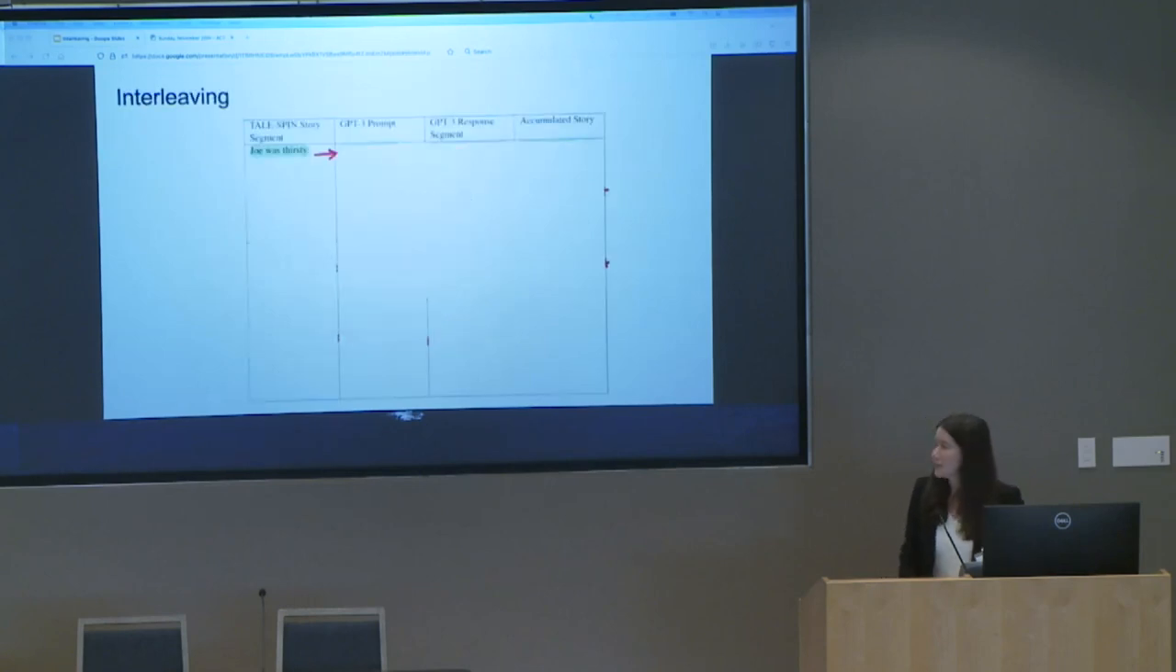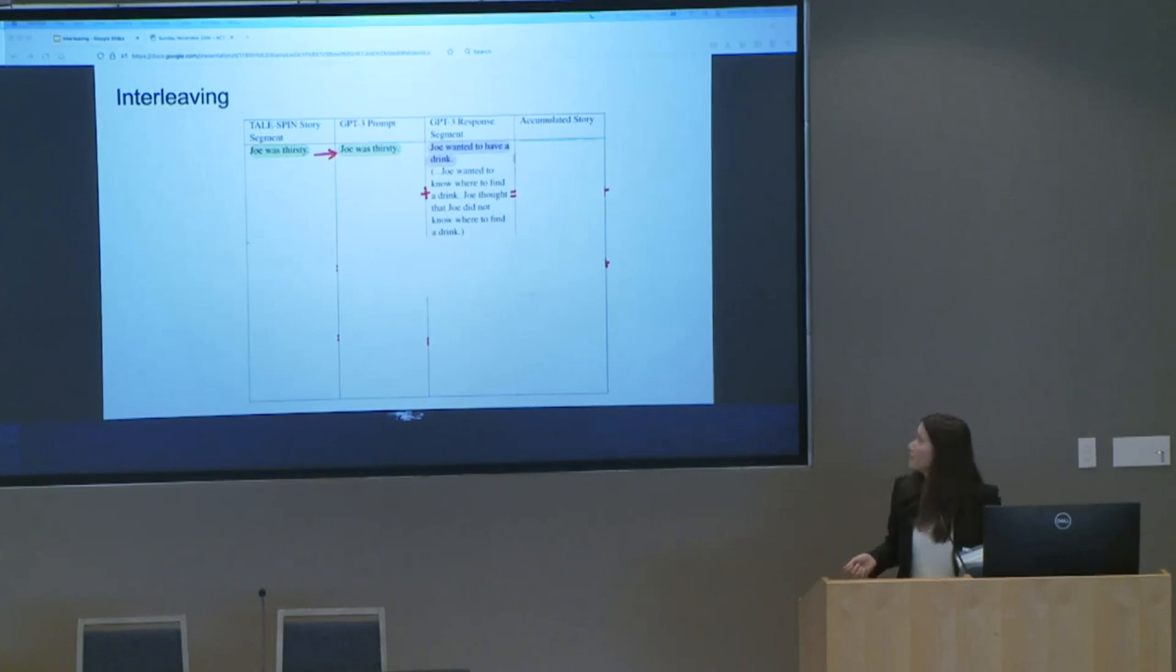All right, and here I will help explain interleaving through an example. So here we start with a Tailspin story segment, but we begin with Zhou was thirsty, and that is used for the prompt for GPT-3. And here the response or the output from GPT-3 is Zhou wanted to have a drink. And the text in the parentheses is additional text. We are only taking the first sentence of what is produced.